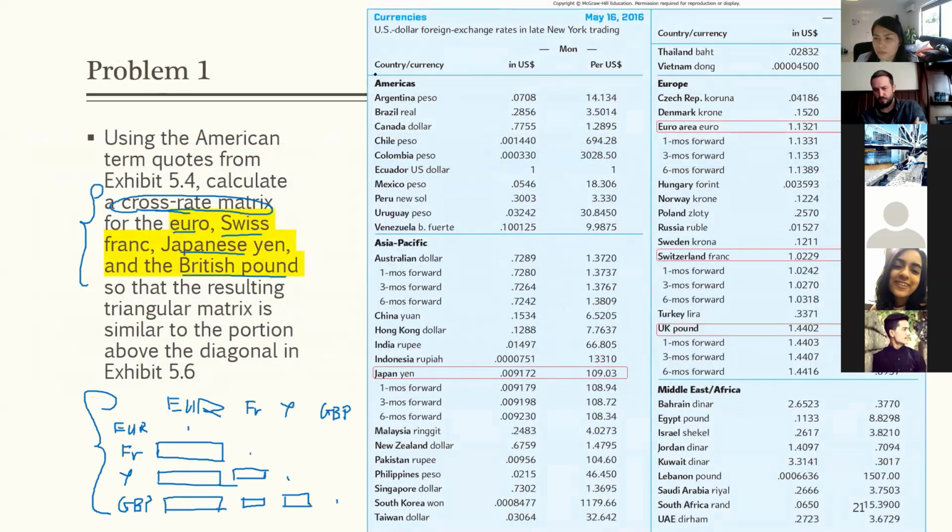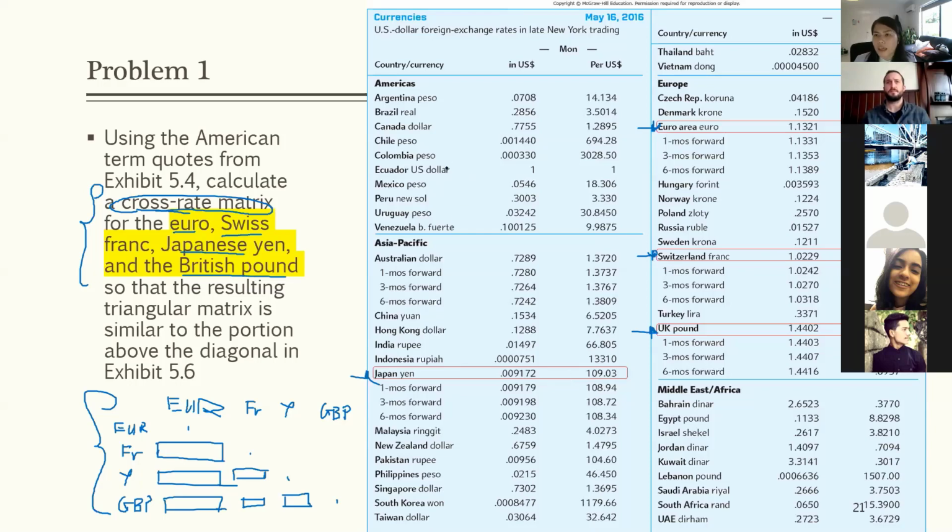So first, let me just circle the relevant currencies in this table. Number one, I need my euro. Okay, so the spot rate for the euro is here. Number two, I need my Swiss franc, so it's going to be here. Number three, my Japanese yen, and number four, my pounds. Okay. So I have circled the correct currency exchange rates for my calculation.